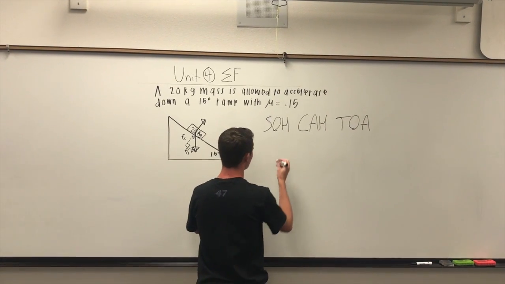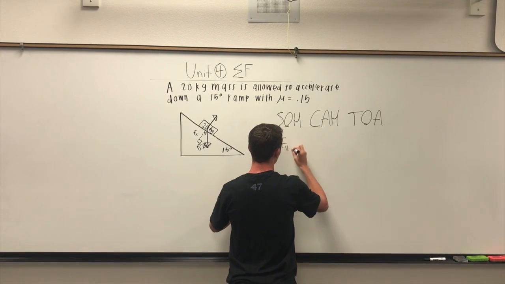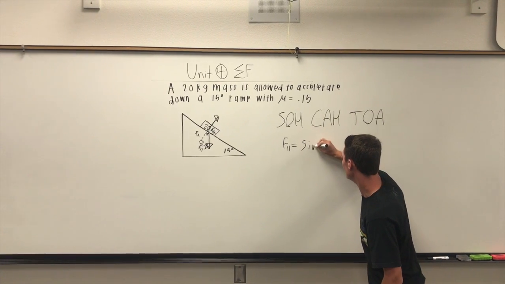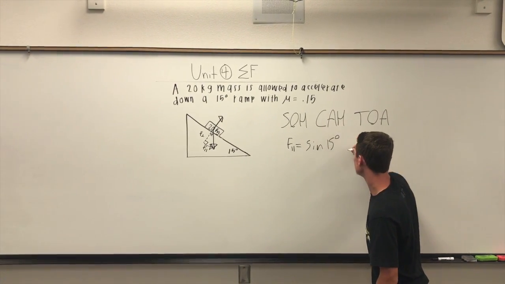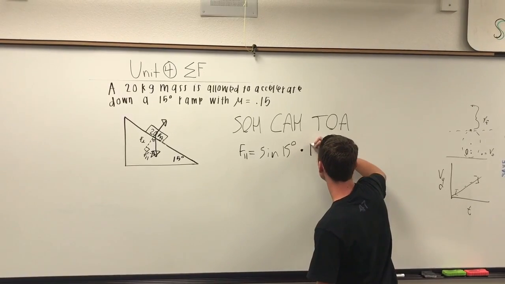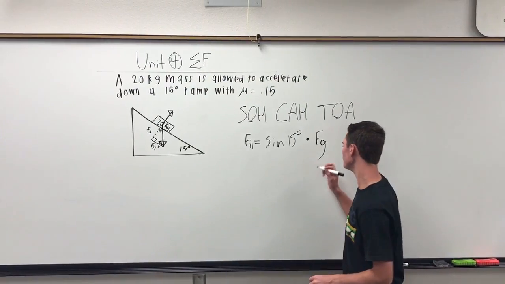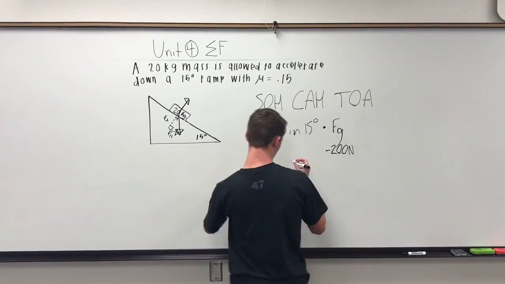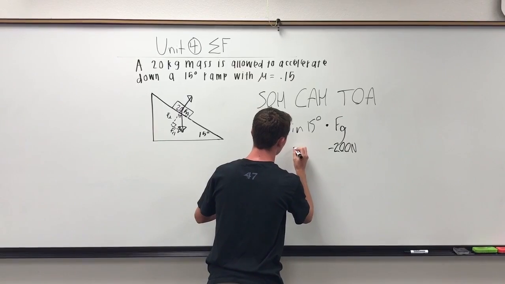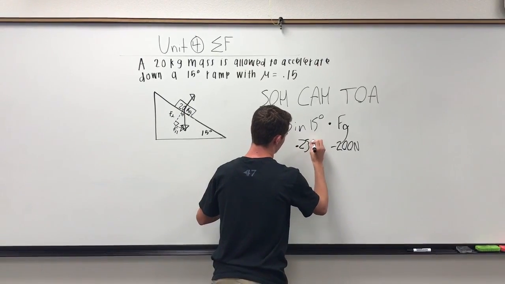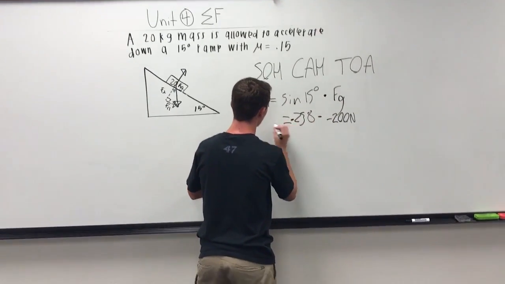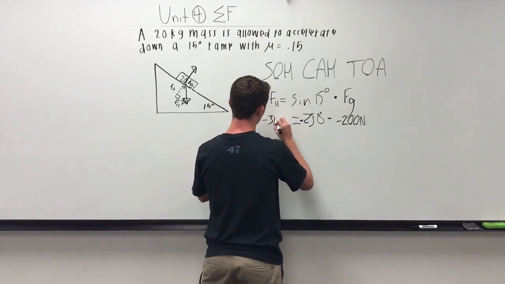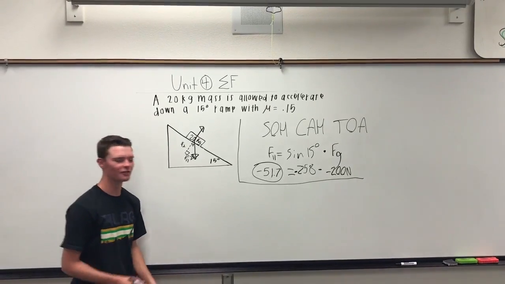So for this specific problem, the magnitude of force parallel equals the sine of 15 degrees times force of gravity. Force of gravity equals negative 200 newtons, which is then multiplied by the sine of 15, which is 0.258. This makes the force parallel equal negative 51.7. Now we're going to calculate the force normal.